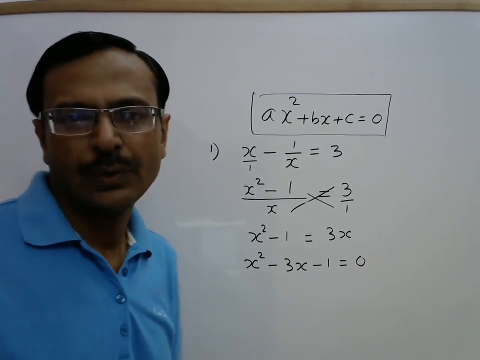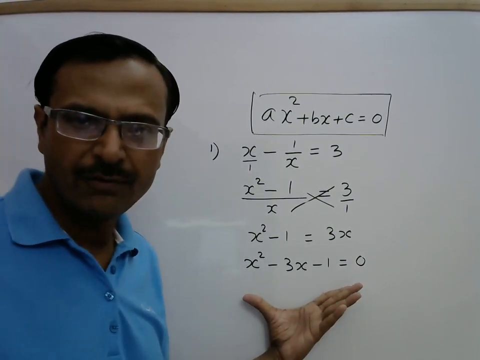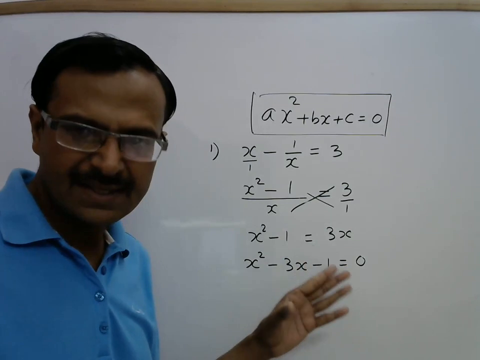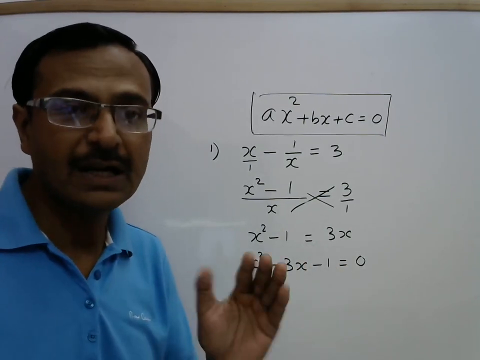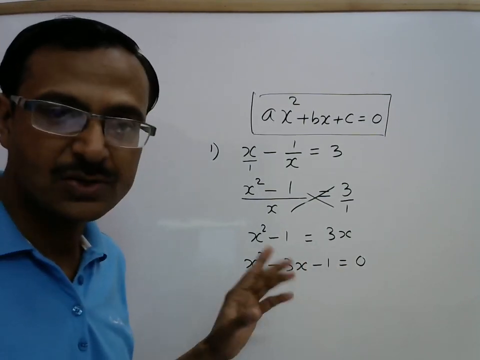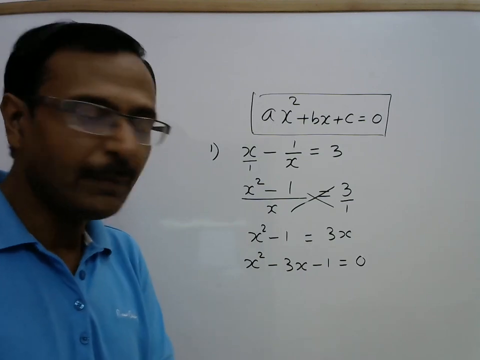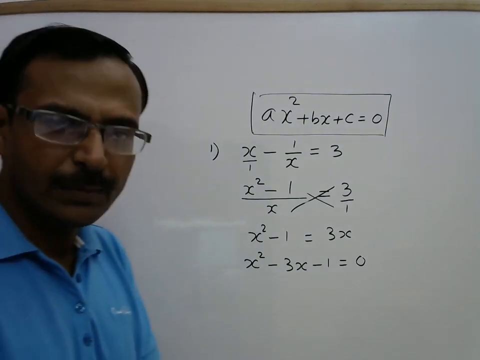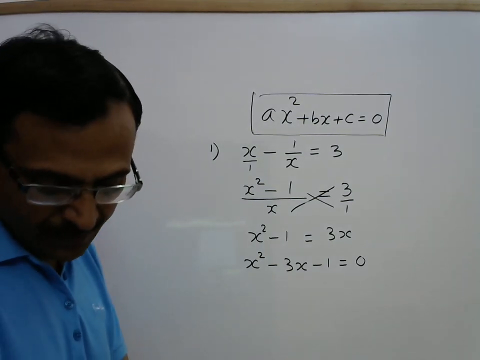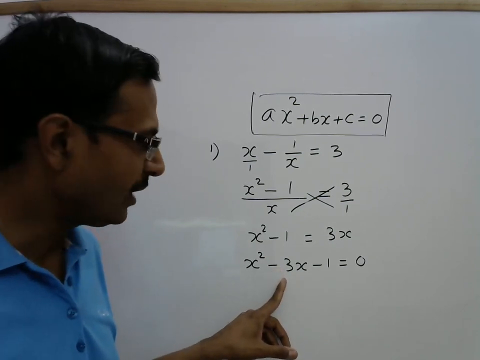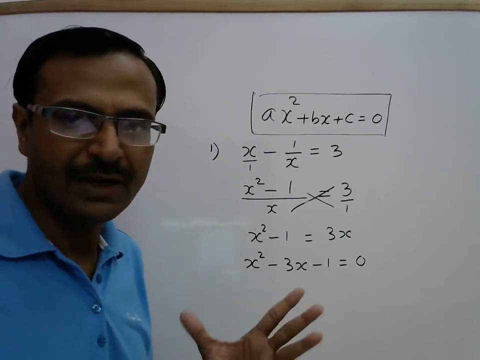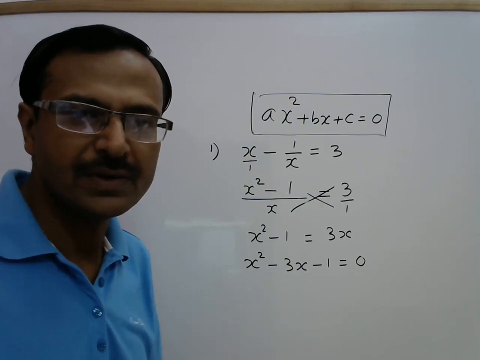Okay. So once you get the quadratic form, the next step is to try to split the middle term of this equation and factorize it. But here you see we cannot have two numbers whose sum is minus 3 and product is minus 1. We cannot have any two such numbers.